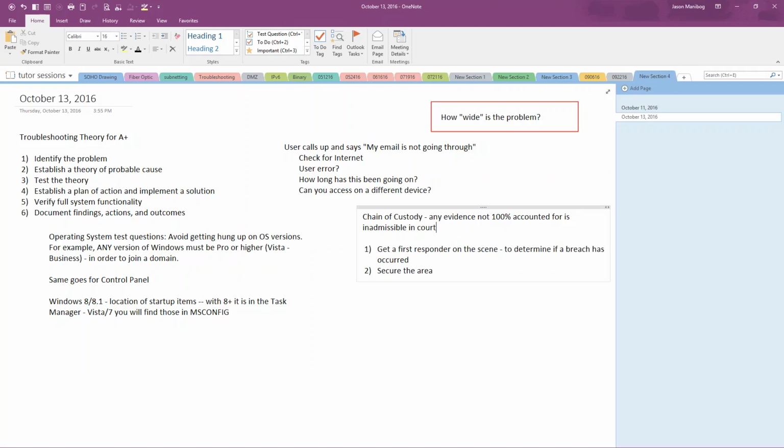Any evidence has to be handled properly. If there's any hint of it being handled improperly, it won't be admissible in a court of law, because it goes past the burden of proof. It goes beyond a reasonable doubt. So if you get a test question about what the most important thing is with chain of custody, it's the proper handling of evidence. So back to the steps here.